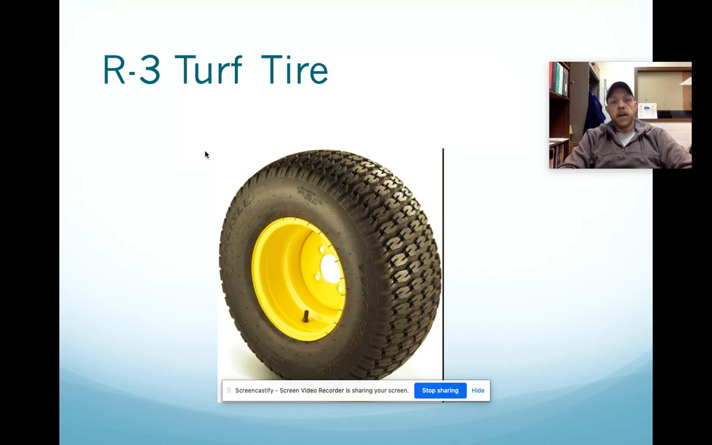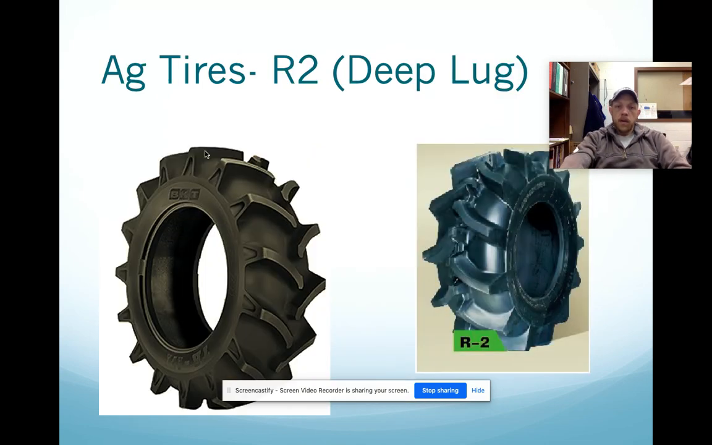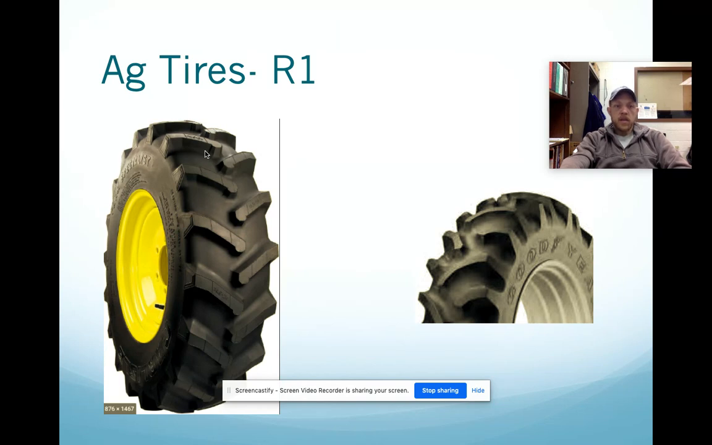Number 3, an R3 is called a turf tire. A turf tire looks a lot like a lawnmower tire. These come in varying sizes and shapes. The tread width, so that width of the tire, is actually pretty wide compared to your R2s and your R1s. So you can see how the sidewall here is flush with the rim. So we call this the sidewall, and then we call this the tread width. On most R1 tires, it's going to be pretty flush.